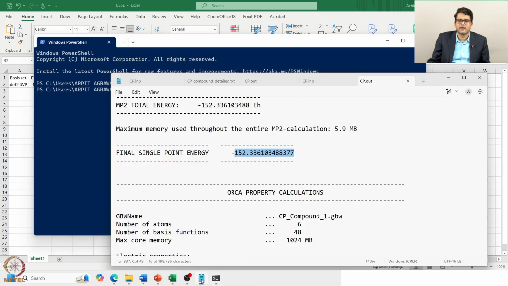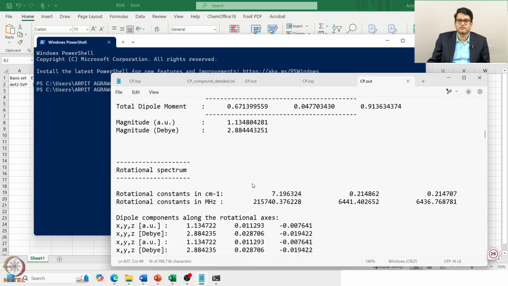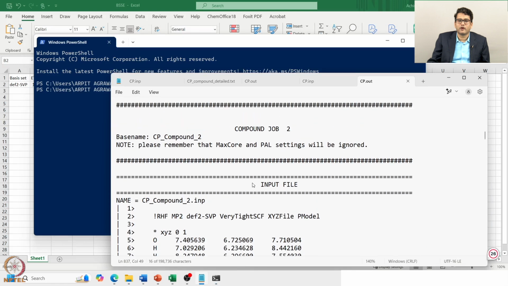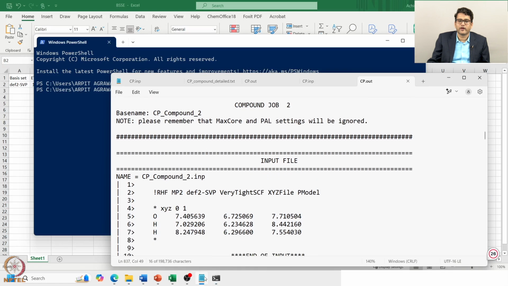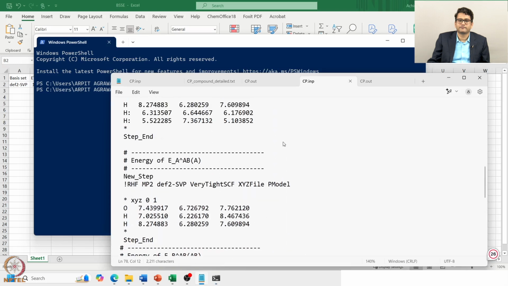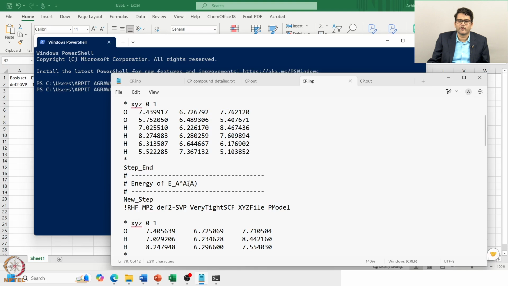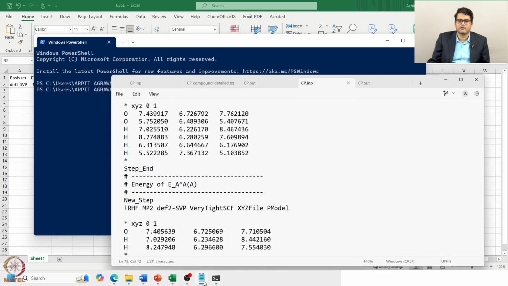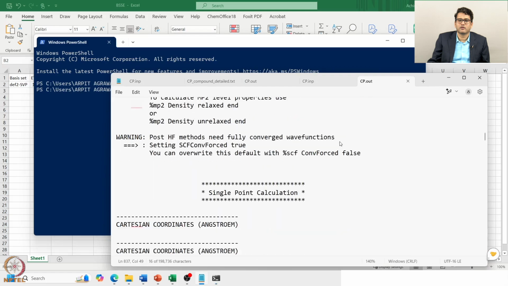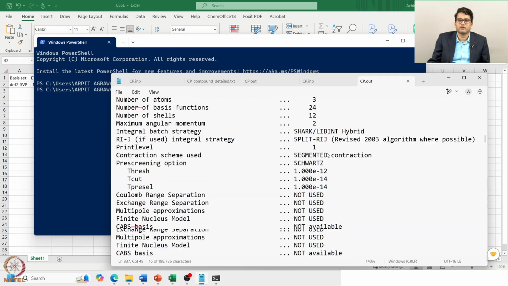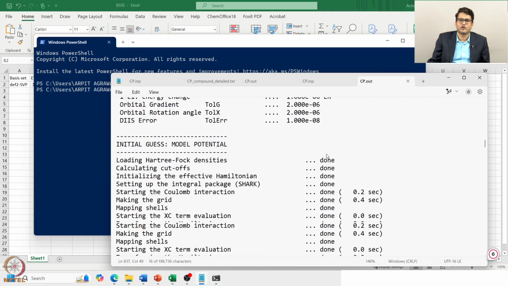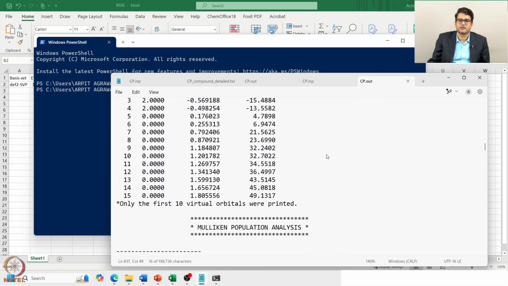So, this is the energy of the AB system at the geometry of AB and basis set of AB. Now, this is my compound job 2. Do not forget what was there in compound job 2. Oh, it is on this one. Energy of A at the geometry of A and basis set of A. I can also use the search option to be a little bit faster.